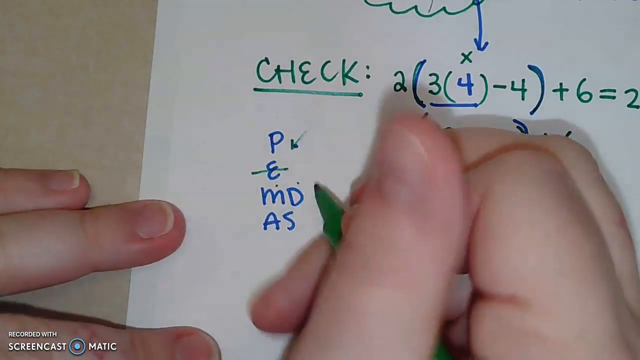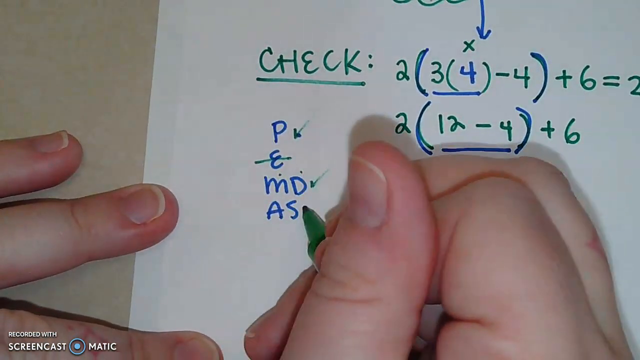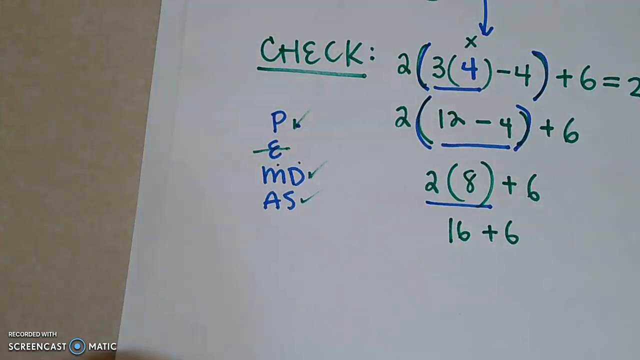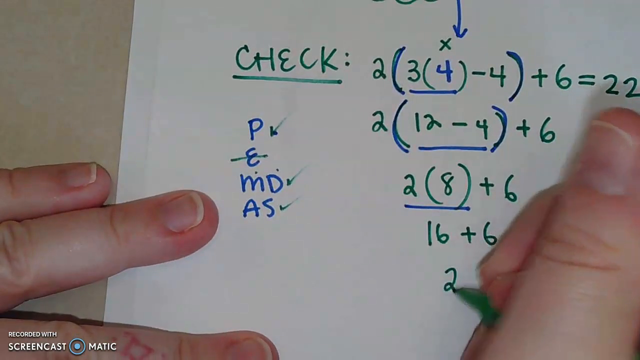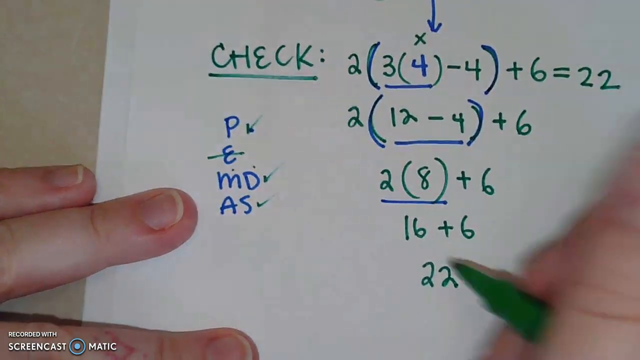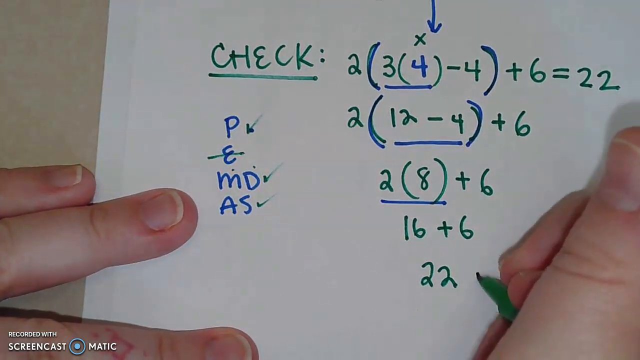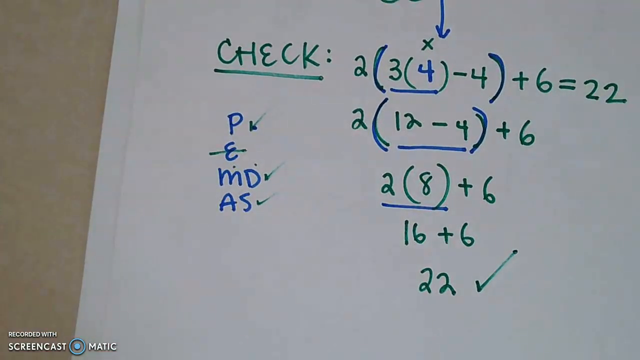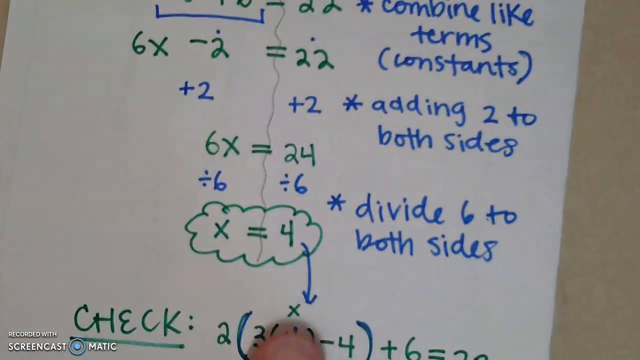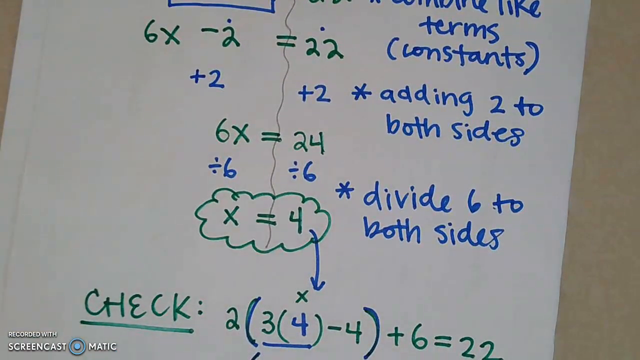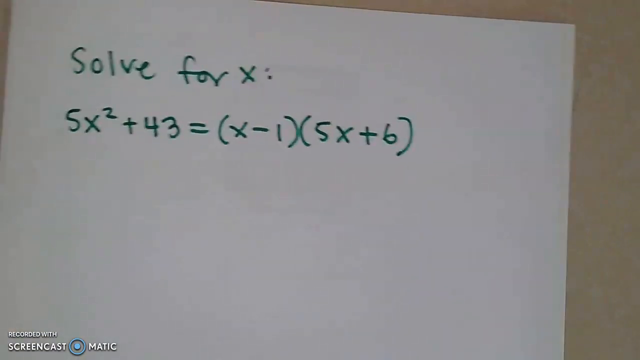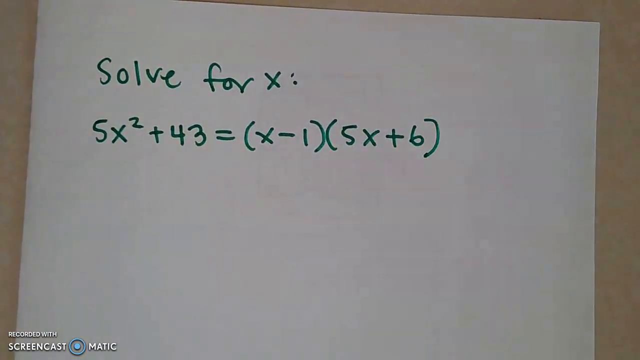And then the last thing, because I did my multiplication, is to do the addition. And 16 plus 6 is 22. We see I got my 22, so it checks out. So I know my answer, x equals 4, is correct. So I'm satisfied. All right, let's move on to the next type of special question.